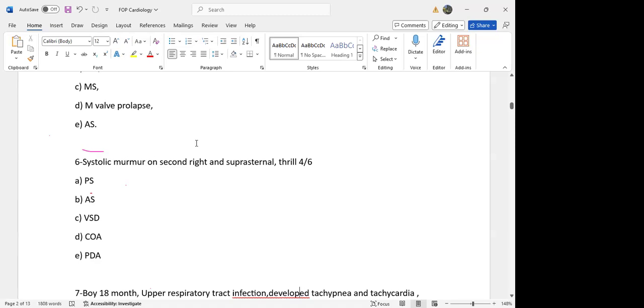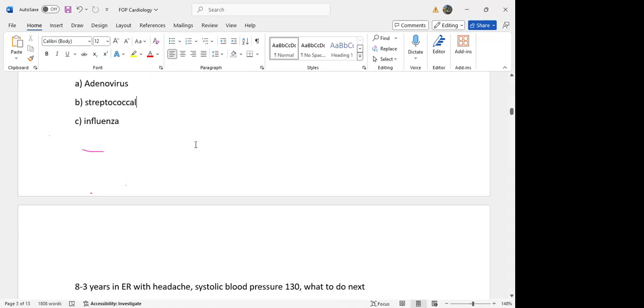So aortic 2 area is on the left side. Third left intercostal space, you have the second aortic region. So that is why you have to check for the carotids, whether the murmur is radiating to the carotids or not. If it is radiating to the carotid, that means clearly this is due to aortic stenosis.